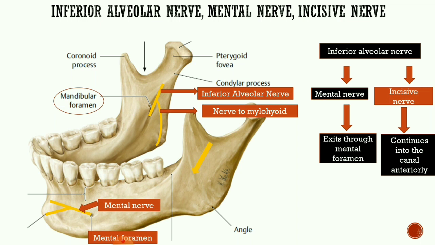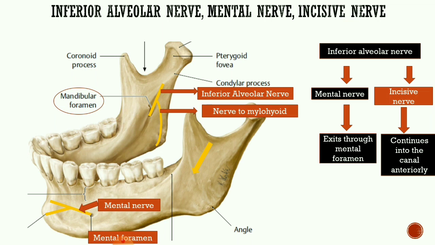Similarly, there is one branch which continues through the canal and it supplies the mandibular anteriors. That is called an incisive nerve. So we'll revise once more. This inferior alveolar nerve travels in a downward direction to enter the mandibular canal through the mandibular foramen. But before entering into the mandibular canal, it gives off one branch, which is the nerve to mylohyoid, and it supplies the mylohyoid muscle. After giving off this nerve to mylohyoid branch, this inferior alveolar nerve enters the mandibular canal.